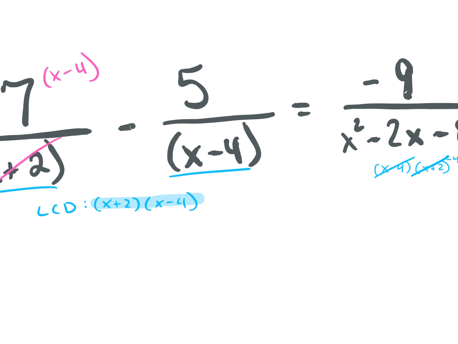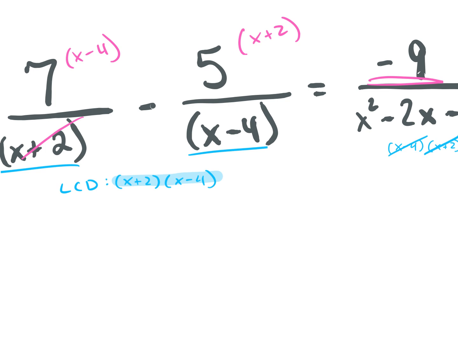In the next fraction, what's missing there from the denominator? X plus 2. So x plus 2 is going to get multiplied to negative 5. In the third fraction, what are we missing? Nothing. So it's just negative 9. So let's rewrite all of that into our equation. So I have 7 times x minus 4, negative 5 times x plus 2, and then that's equal to negative 9.